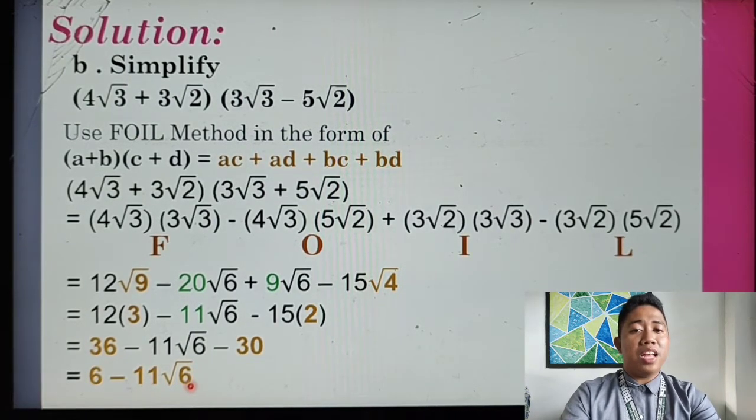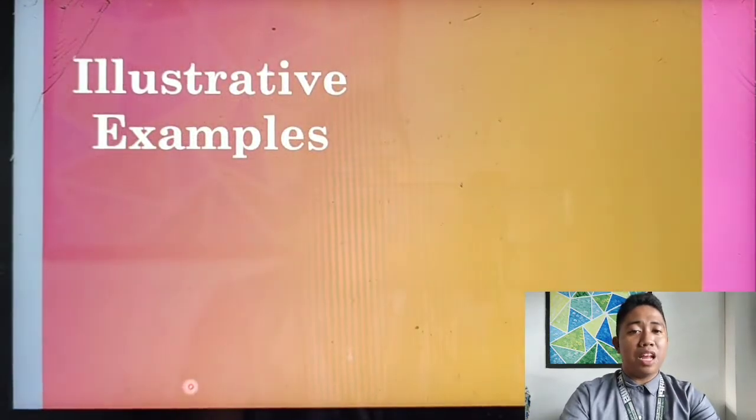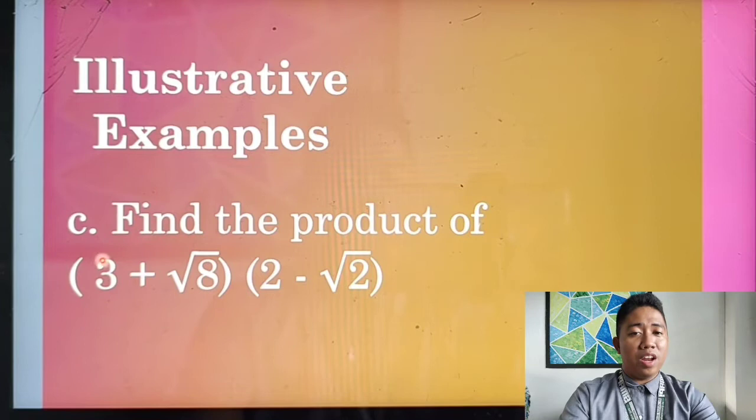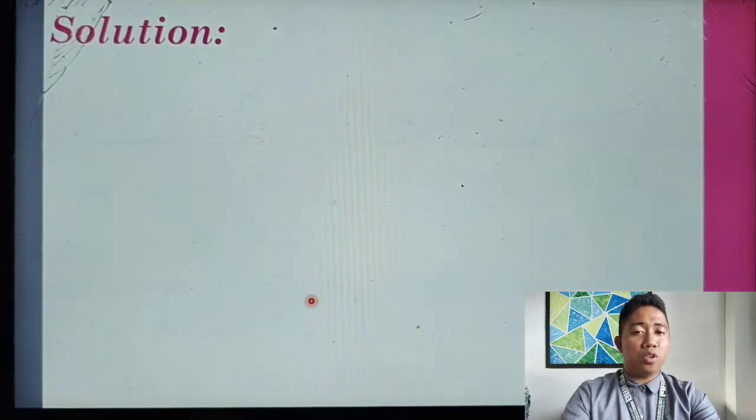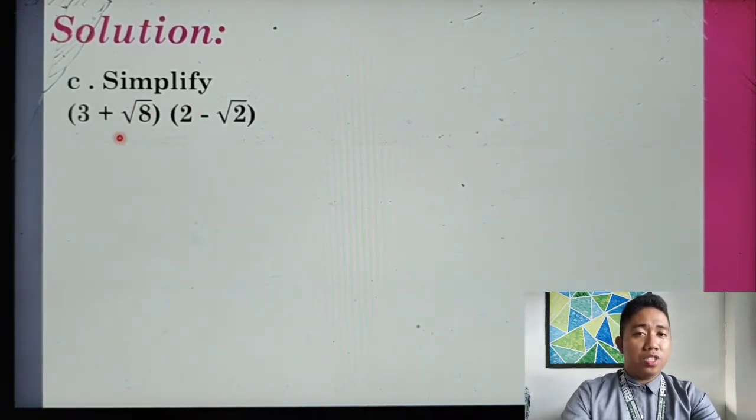So my dear students, viewers, let's move on to our next illustrative example, letter C. Find the product of the quantity 3 plus square root of 8 times the quantity 2 minus square root of 2. To simplify these two radical expressions, here is the solution to the given radical expressions. So you'll be going to simplify the product of this.